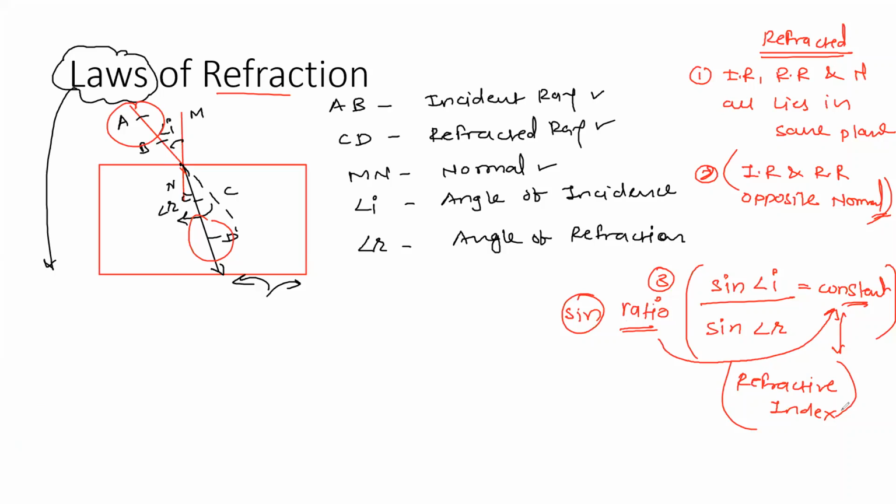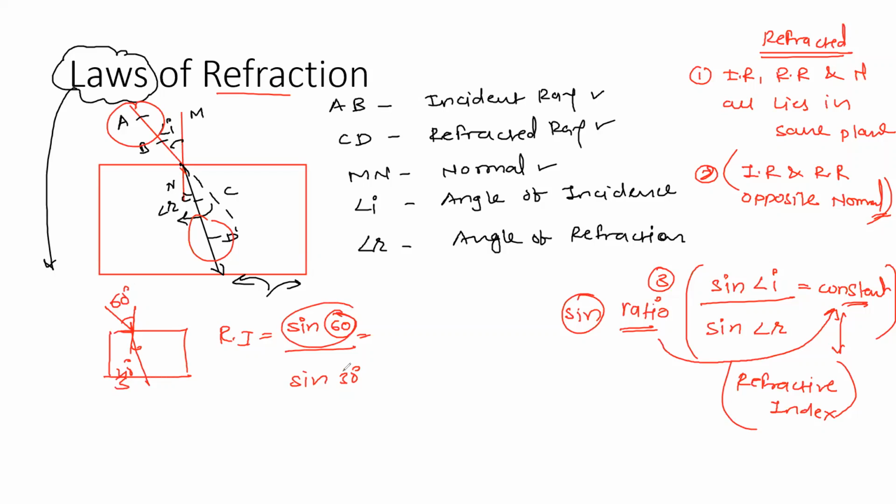Okay, clear with this? So suppose this is my glass slab. This is the angle of incidence, which is 60, and the angle of refraction is 30. So what I will say, refractive index will be sine 60, that is sine of the angle of incidence, over sine 30, that is sine of the angle of refraction. Are you getting? तो sine 60 का वैल्यू आएगा, sine 30 का वैल्यू आएगा, and you will get one number, that will be the refractive index.